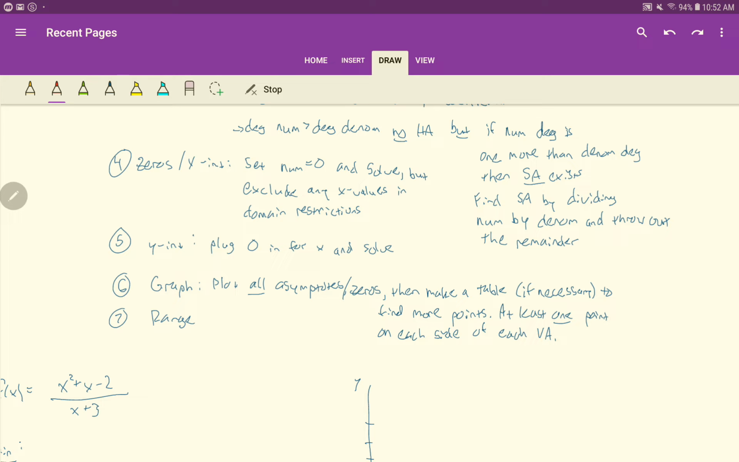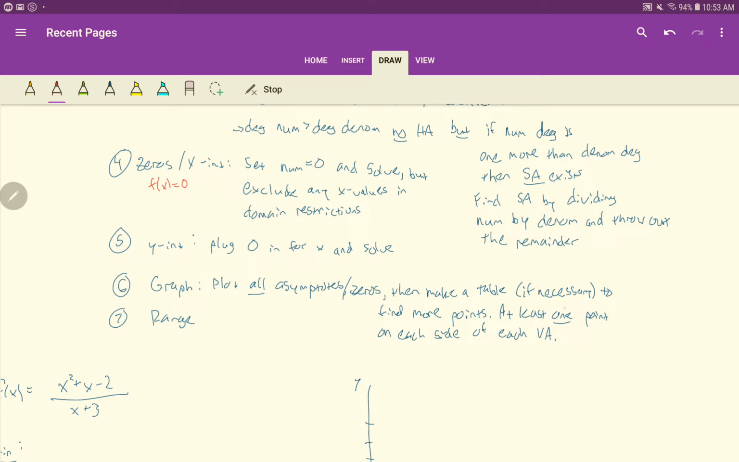Then you find your zeros. Again, these are just some points to help you figure out the graph. You set the numerator equal to 0 only. Truly, whenever you want to find a zero or x-intercept, you set your function equal to 0, but in a rational function, that is just when the numerator equals 0. If you want to find the y-intercept, we haven't really done that, but you just plug 0 in for x and then solve. And then number 6, you graph everything. Make sure you start with graphing the asymptotes and the zeros, and then make a table if necessary.